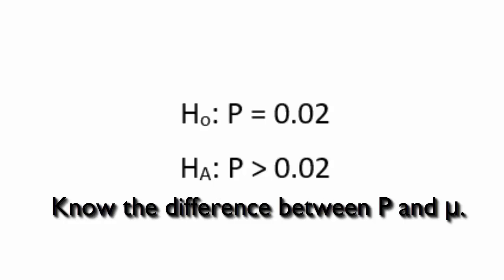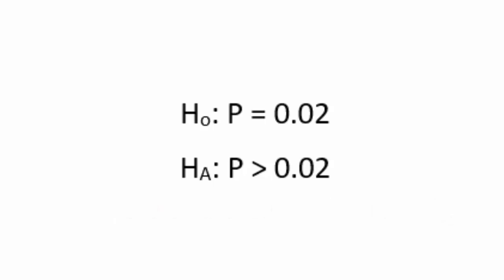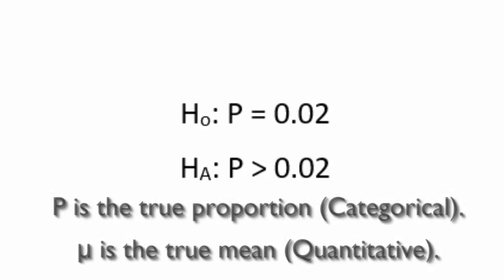Mu is the true mean. We're asking whether or not a can is defective, which is a categorical question, so we need p here. If we were asking things like the weight of the can, then that would be mu, because that's a quantitative amount. So once again, p is the true proportion, mu is the true mean, and since we're looking at whether or not cans are defective, we want to understand the true proportion of defective cans.